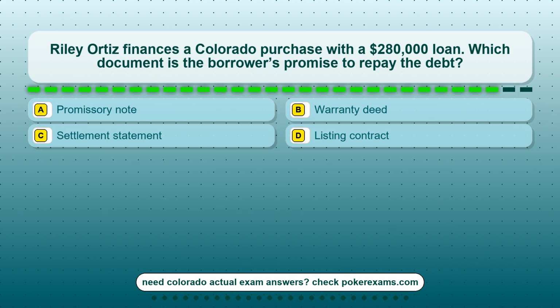Question 17. Riley Ortiz finances a Colorado purchase with a $280,000 loan. Which document is the borrower's promise to repay the debt? Option A. Promissory note. Option B. Warranty deed. Option C. A settlement statement. Option D. Listing contract.